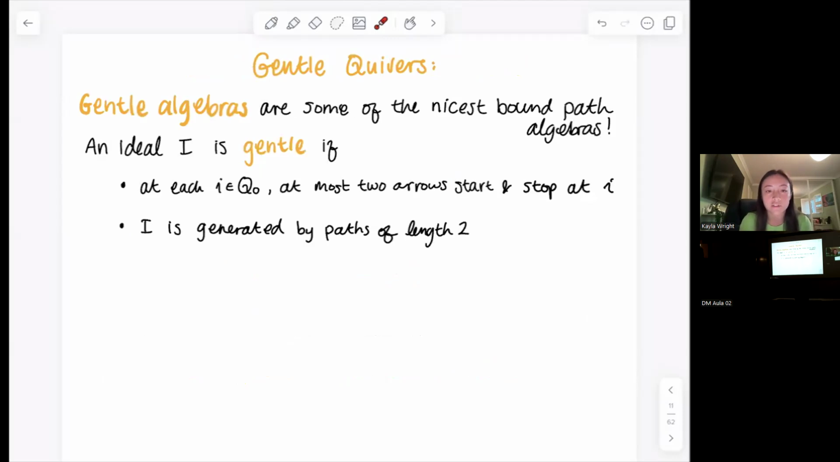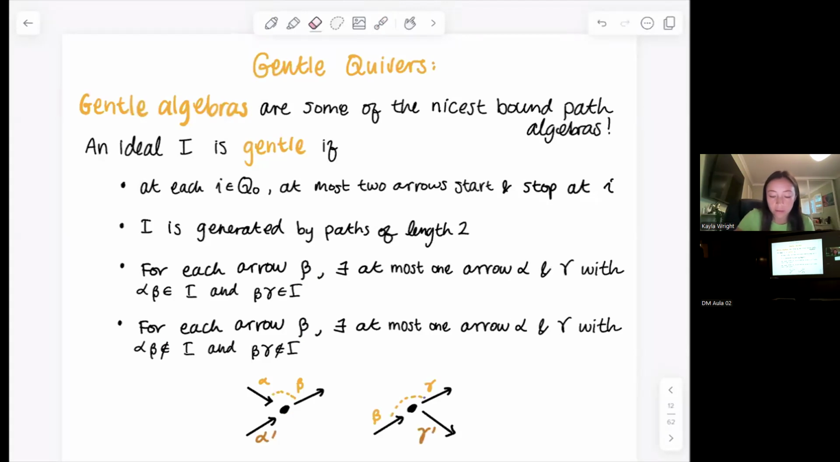We say an ideal is gentle if you have at most 2 arrows stopping and starting at the vertex I. So that's already a pretty strict condition. We also need that the ideal is generated by paths of length 2. And then there are 2 other conditions that we need for this gentleness.